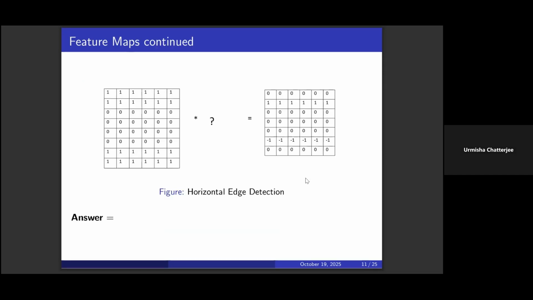Now suppose I have this matrix flipped, so I have the object flipped inside the image. Can you tell me what should be the kernel to detect the edge of this object inside the image? Just try, what do you think the kernel should be now?